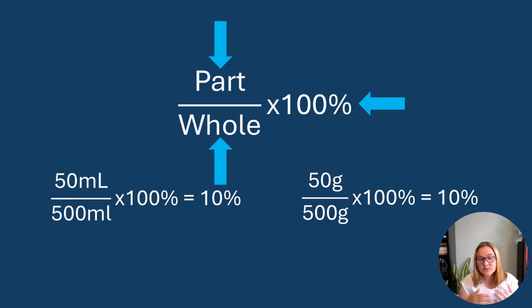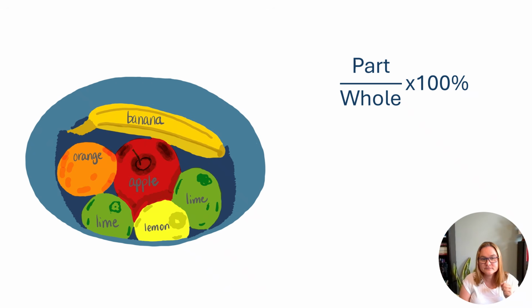Notice that it didn't matter what the initial units were. In both of these cases, we ended up with 10% because the part and the whole were the same numerical value. Some percentages are pretty easy to work with.